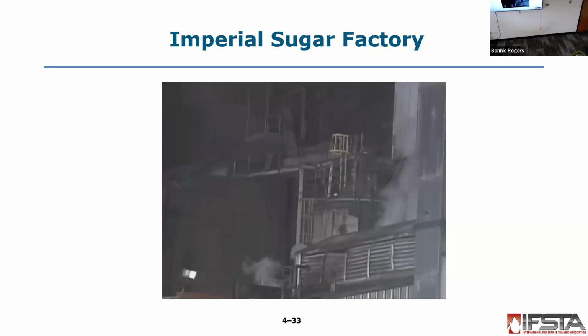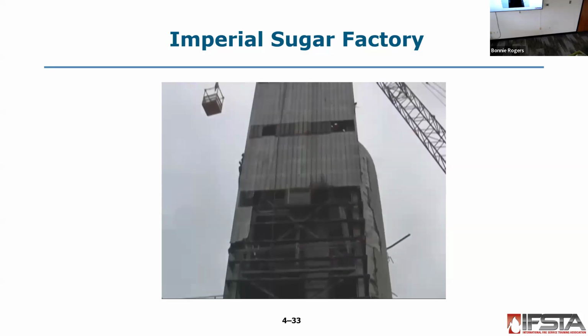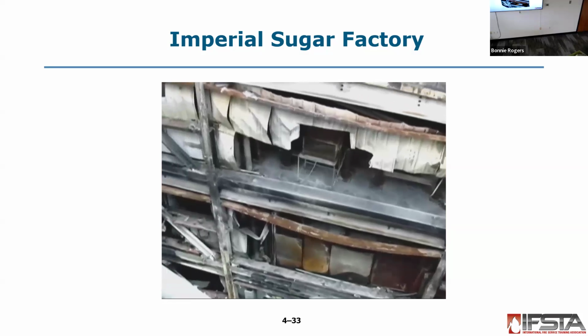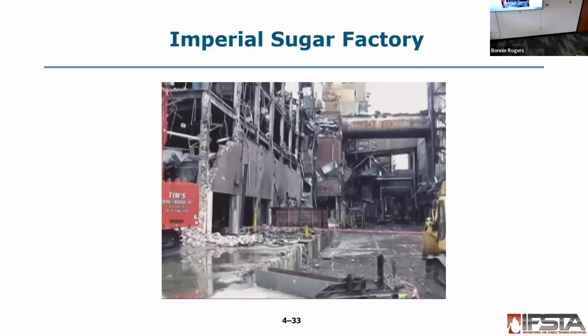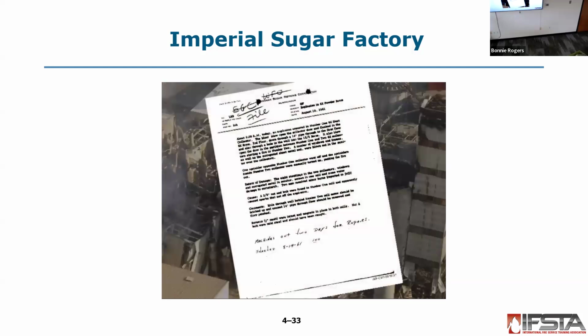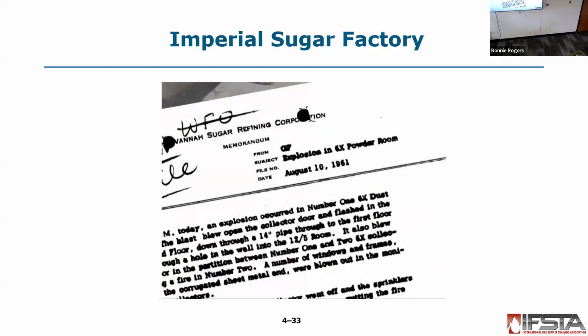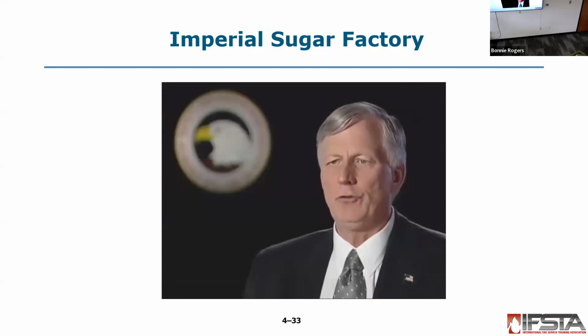The CSB found that correspondence dating back to the late 1950s showed that plant managers in Port Wentworth were aware of the explosive nature of sugar dust and the danger of dust accumulations. As far back as 1961, a memo described a sugar dust explosion that heavily damaged the powdered sugar mill room. Despite the longstanding awareness of the explosive nature of sugar dust, not enough was done to manage the hazard.